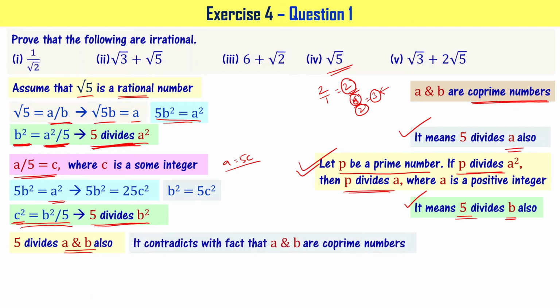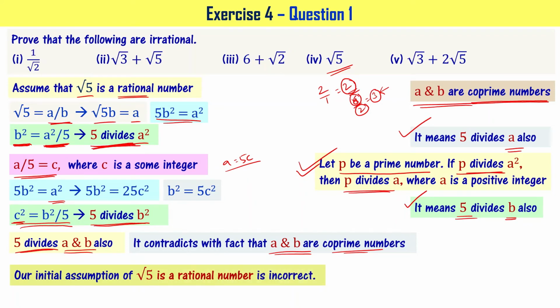But here we said that a and b are co-prime numbers and they have only one common factor, that is number 1, right? But here, as per the analysis we did, it says that 5 divides a and b also. That's why 5 is a common factor for a and b. This is contradicting with the fact that a and b are co-prime numbers, right? This contradiction happens because we have initially assumed that root 5 is a rational number. That is incorrect. For that reason, we now say that root 5 is an irrational number. Got it?